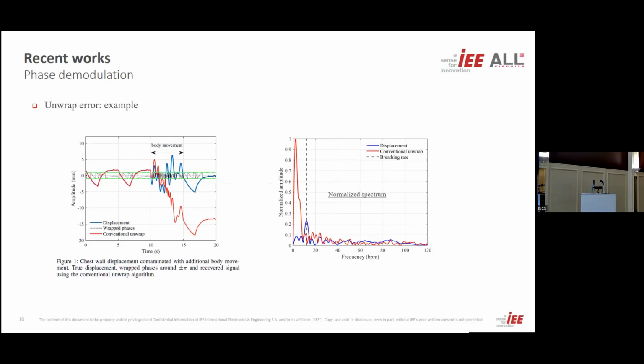What is interesting here is that in the spectrum, in the blue case, which is the true displacement, even with the interference of the random body movement, we can clearly still see the correct peak, and we will be able to measure the frequency correctly. However, if we do wrong demodulation, we will inject nonlinear errors, and that will be very tricky to estimate after that.